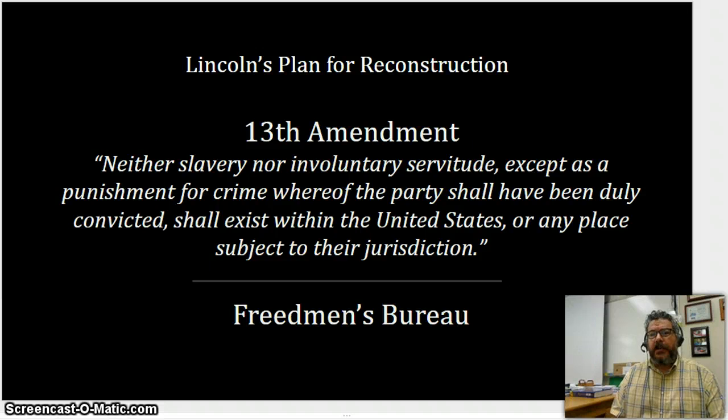whose job it will be to go into southern states and help newly freed slaves in a transition to freedom, whether that be education, whether that be trying to establish some kind of employment, keep the peace many times between whites who are resentful of the end of slavery and newly freed slaves. So the Freedmen's Bureau will come into existence during the Lincoln administration.